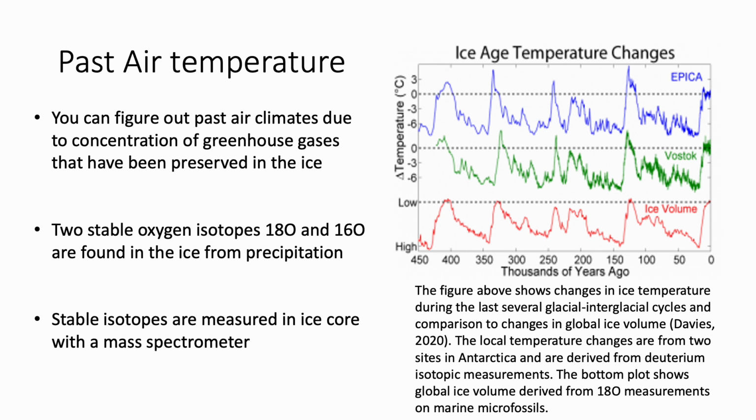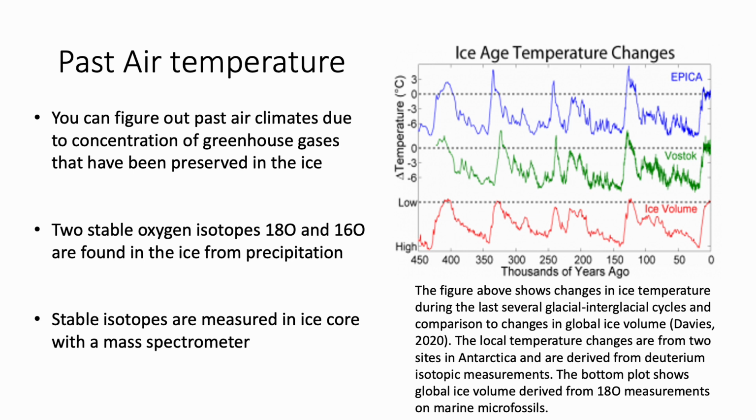The figure above shows the change in ice temperatures during the last several interglacial glacial periods, and is a comparison to global ice volume. The local temperature changes from two sites in Antarctica, which are the top two, are derived from the deuterium isotopic measurements. The bottom plot here shows the global ice volume, which is derived from the 18 oxygen isotope measurements on marine microfossils.